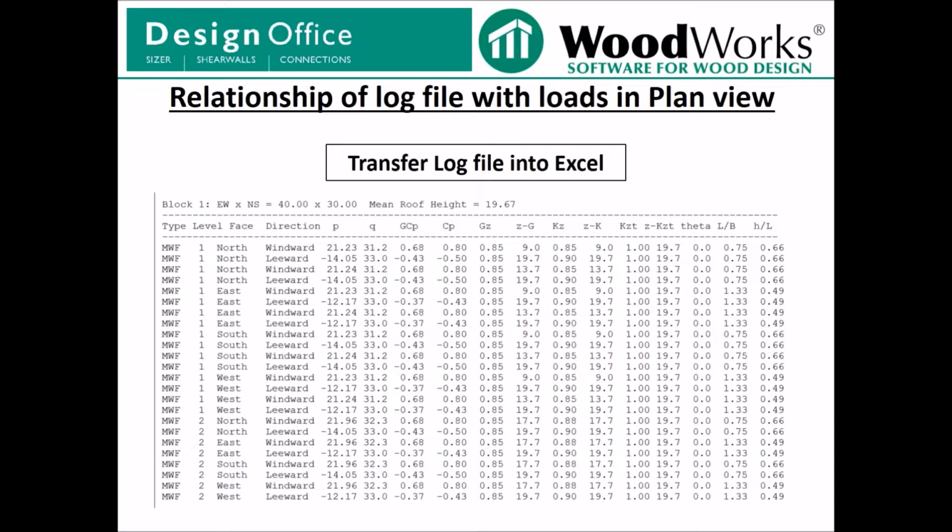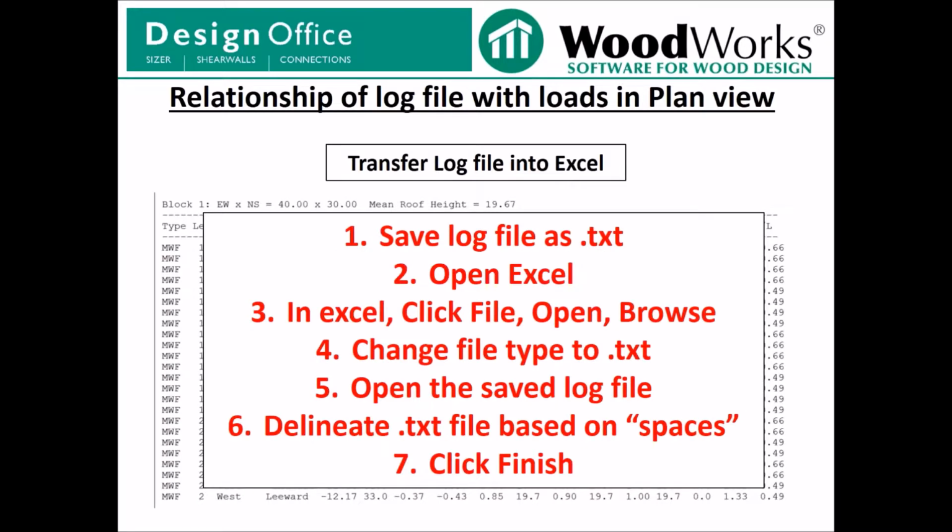If you'd like to complete your own checks of the wind load generation or seismic load generation from the log file, it is possible to transfer the information from the log file into an Excel spreadsheet. Here are the general instructions. The log file will need to be saved as a .log file, so you will need to modify the file type to .txt. Next, open Excel.